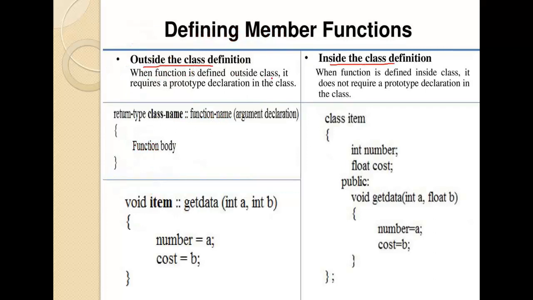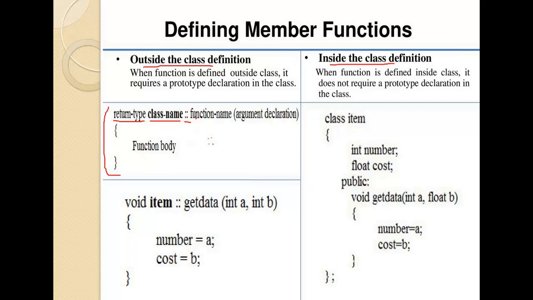When the function is defined outside the class definition, it requires a prototype declaration in the class. So this is too technical. Let us discuss what is meant by this outside class declaration part. See here I have void item, right? Let us see the syntax first, then we will go for an example. So here return type, class name and 4 dots I have kept, right? Like this we have 4 dots.